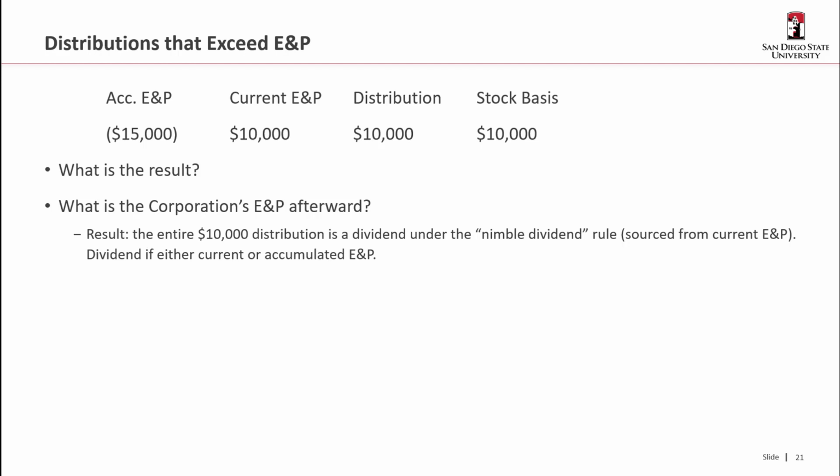So as a result, we're just done. It's a $10,000 dividend. The corporation continues to have a $15,000 deficit in E&P. So there are no adjustments to the accumulated E&P account. We just zero out current E&P.